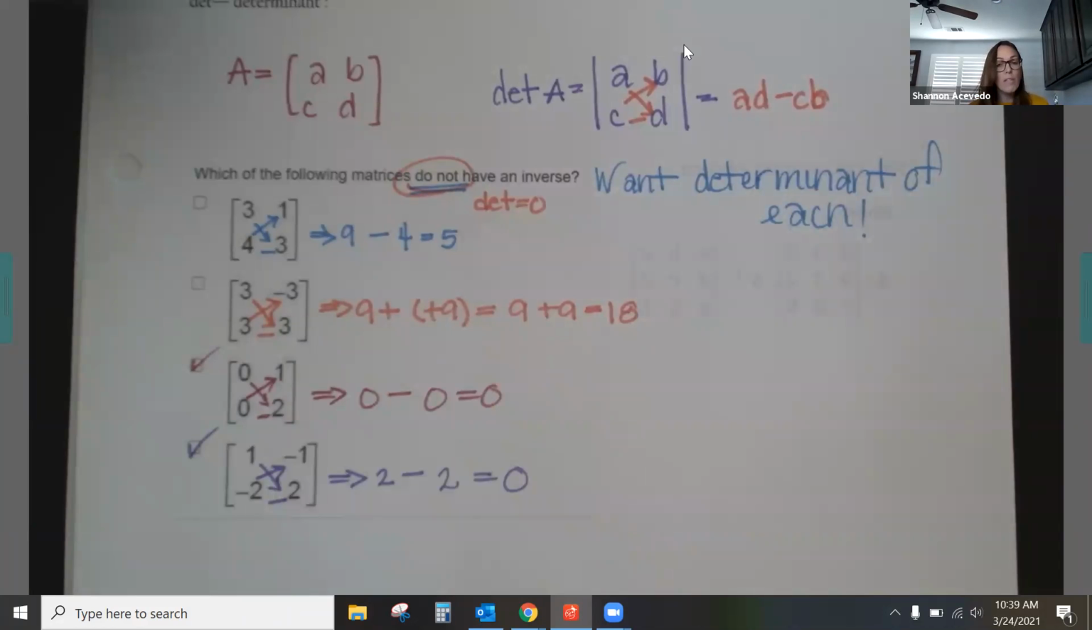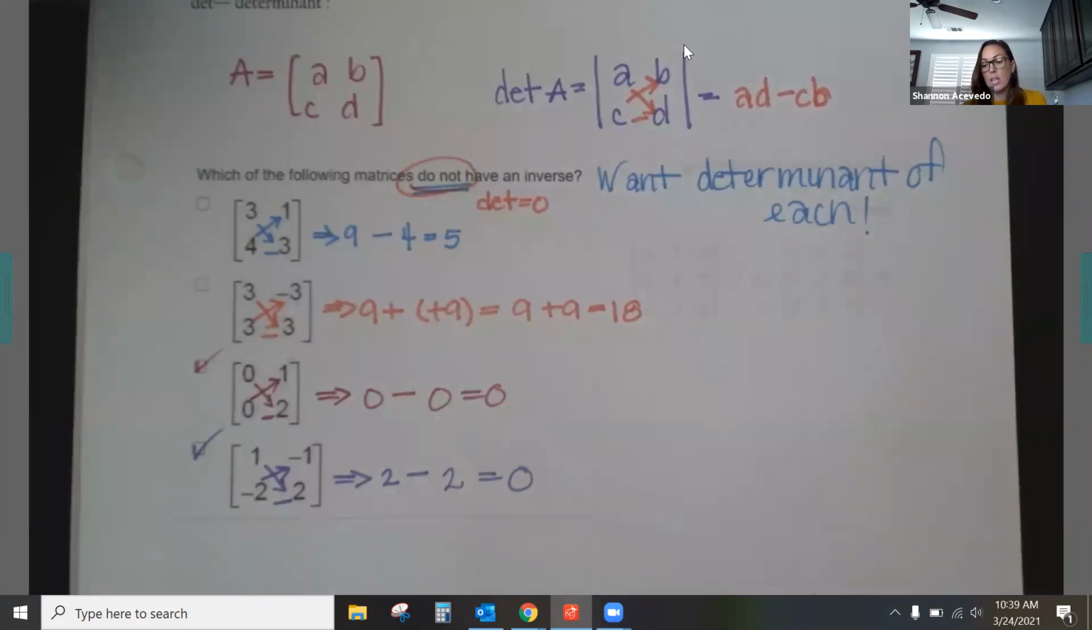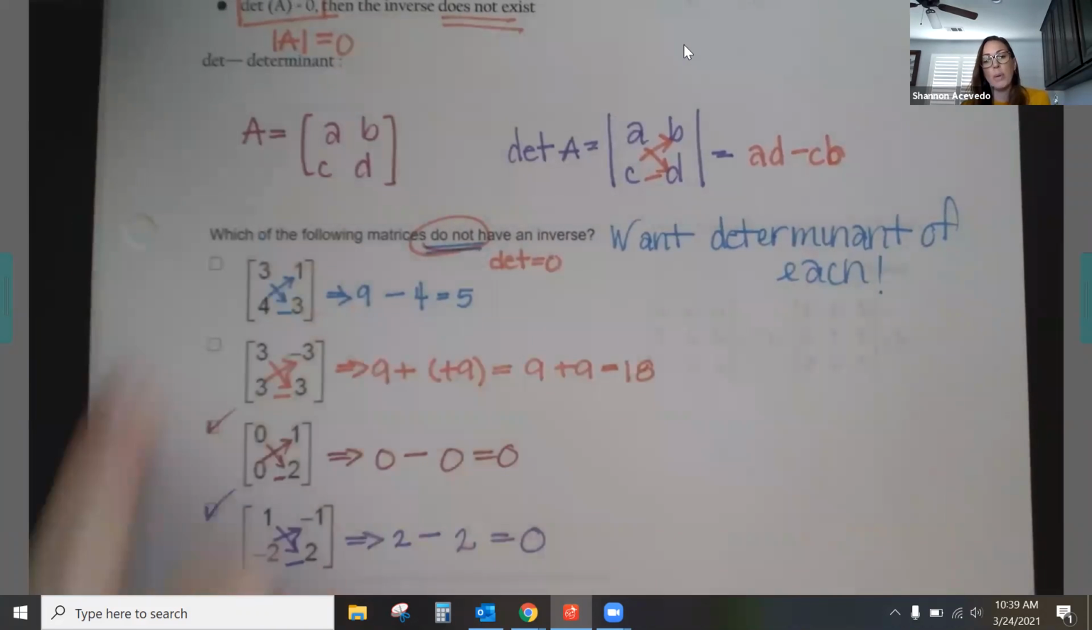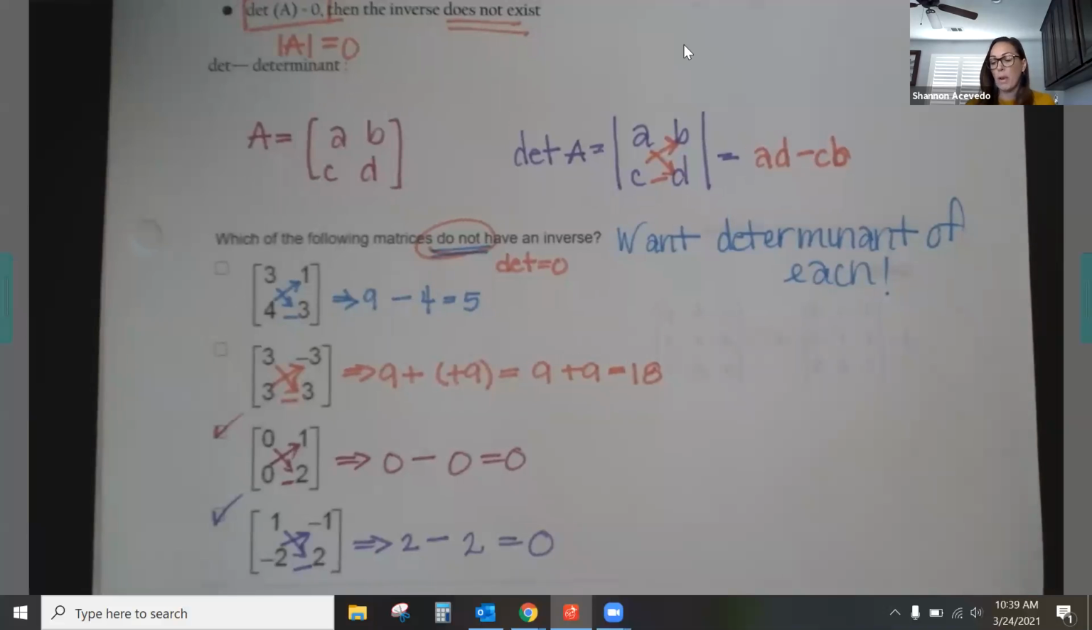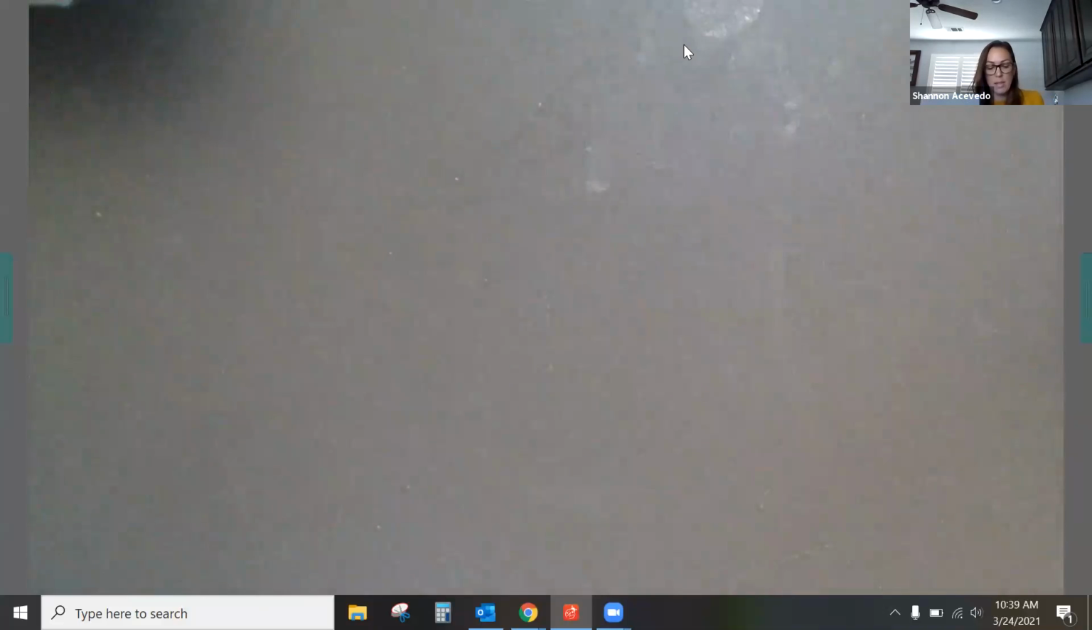Okay, well, what if an inverse does exist? What would we do with it? How would we do that? So notice we're focusing a lot on the 2 by 2s. That's going to be the primary ones we're going to be working with. It doesn't mean that there aren't going to be 3 by 3s, but I'll get to that in a second. But primarily it's going to be 2 by 2s. All righty.